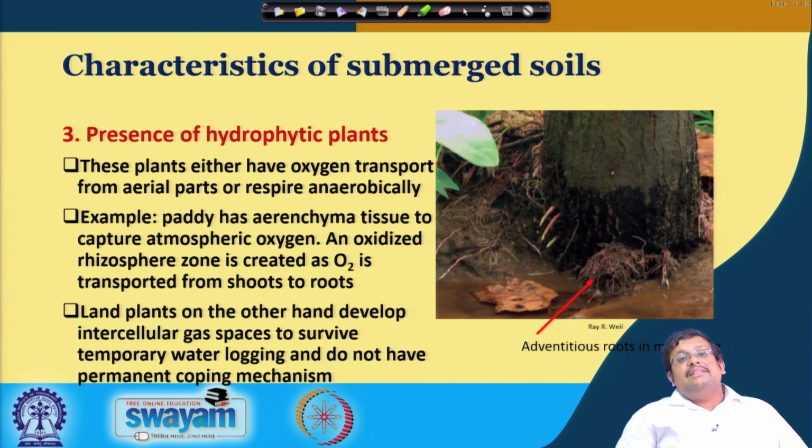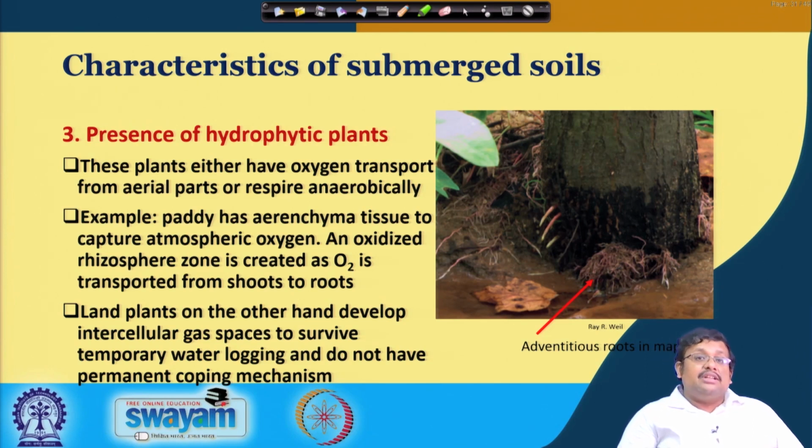Third is the presence of hydrophytic plants. These hydrophytic plants are basically grown in submerged conditions, and these plants either have oxygen transport from aerial parts or they respire anaerobically. For example, in the case of paddy or rice, they have parenchyma tissue to capture atmospheric oxygen. An oxidized rhizosphere zone is created and oxygen is transported from shoot to root.